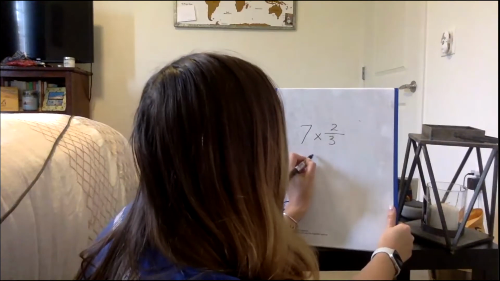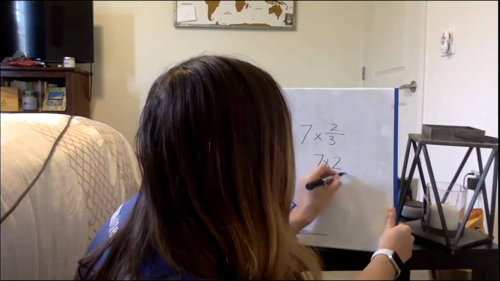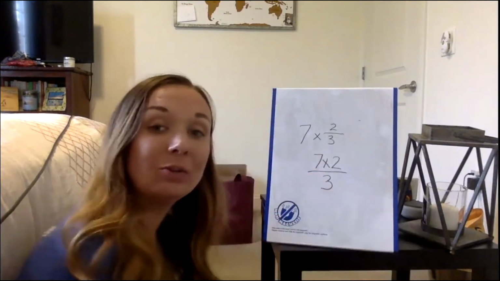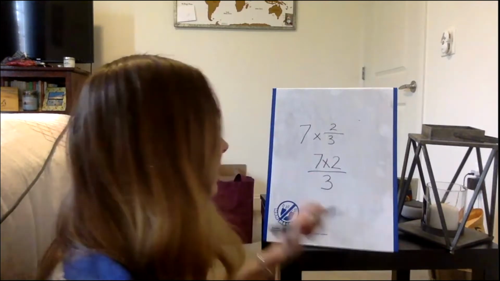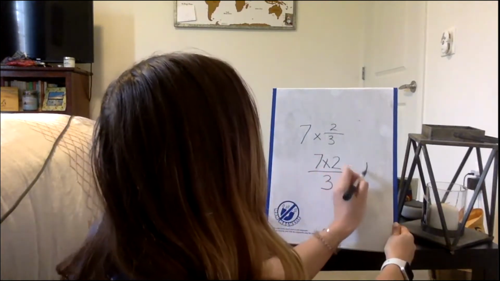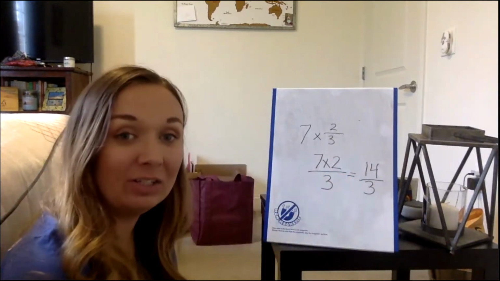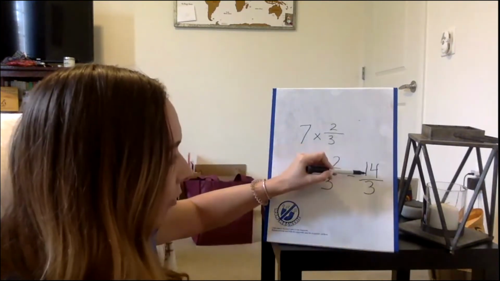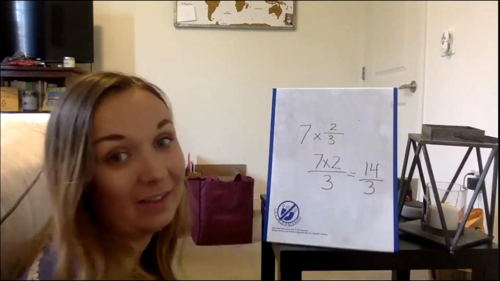We remember that when we multiply a whole number by a fraction, we multiply the whole number by the numerator, and the denominator doesn't change because we have not changed the size of our pieces or the amount of total pieces. So we have 7 times 2 is 14 thirds, but I know I don't want to leave my answers in improper fraction form. Remember, an improper fraction is where the numerator is bigger than the denominator.